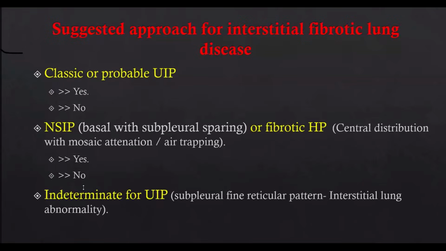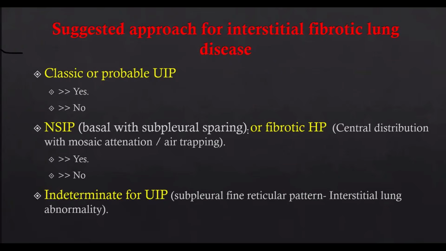So this one is the most important slide here. Our suggested approach for interstitial fibrotic lung disease. Ask yourself first, is it classic or typical or probable UIP? If it is yes, okay, so you have UIP pattern. If it is no, you should think again, is it NSIP or fibrotic hypersensitivity pneumonitis?